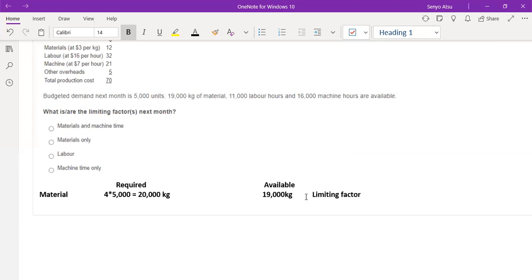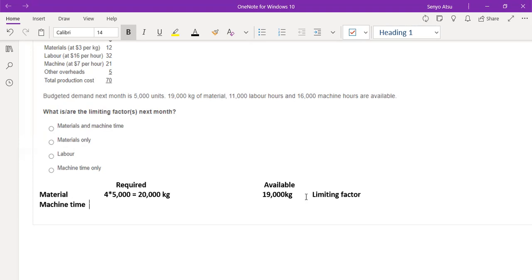At this point, please be smart. Material is definitely a limiting factor. So option C, option D are out. Exam technique, because I'm left with option A alone, don't spend the time on labor. Just go and analyze machine time. Spending the time on labor at this point is a waste of your time.